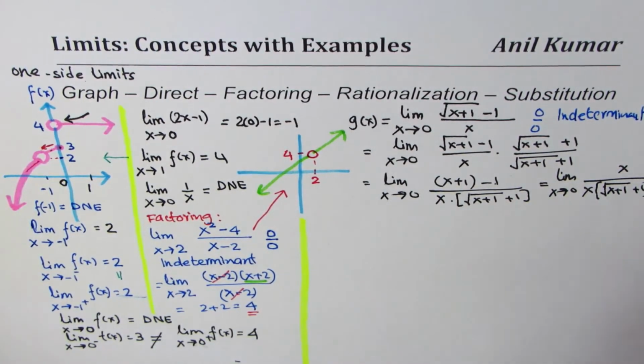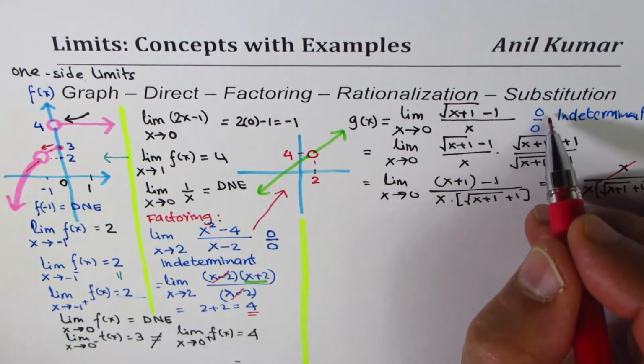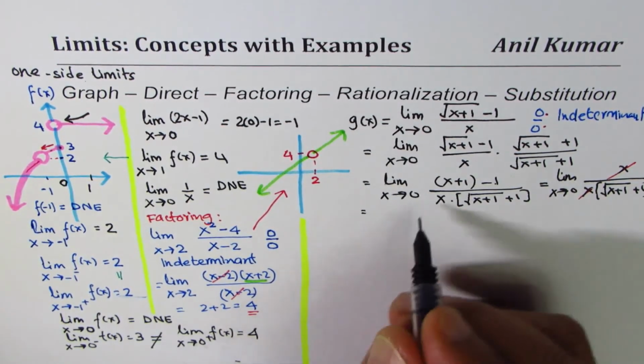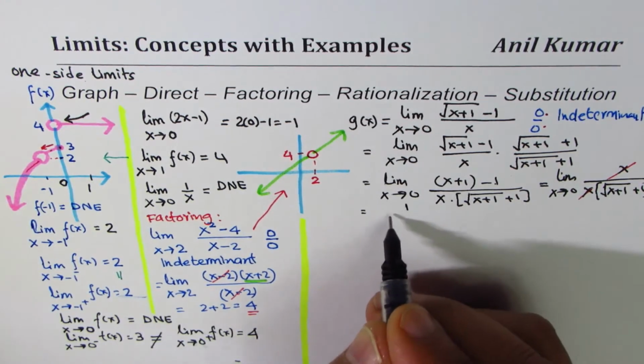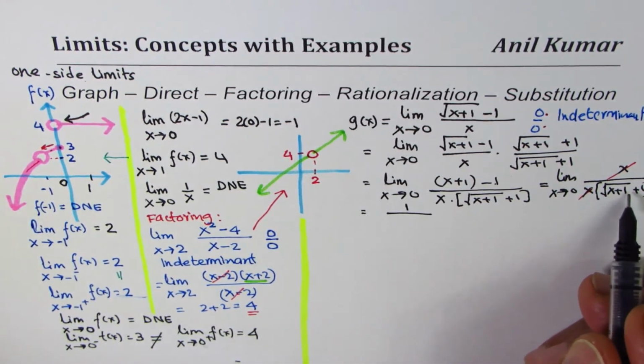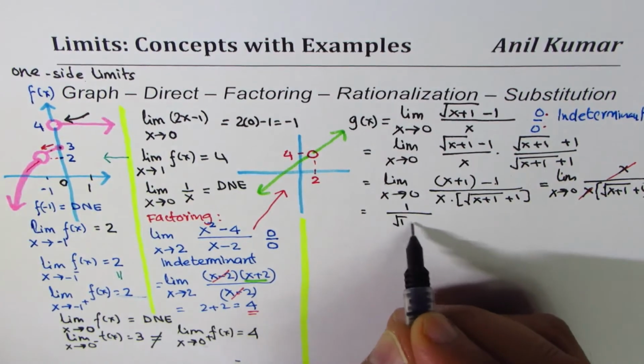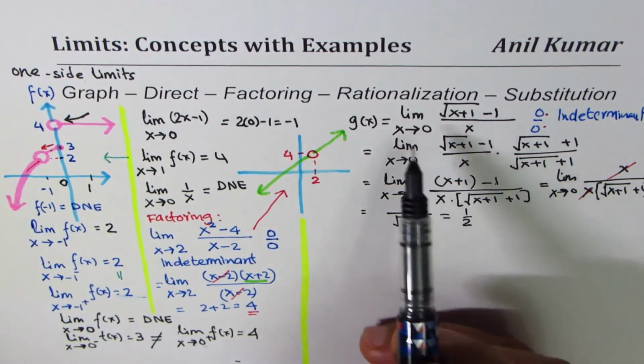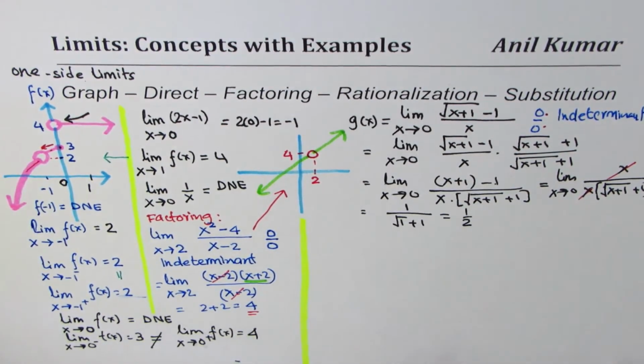Now we can cancel the factor which caused the indeterminate. Do you see that? Once we have done so, we can always substitute 0 and find the answer. So we get 1 over square root 1 plus square root 1 plus 1, which is half. So limit of this function exists at x equals 0, and it is half. And this technique is called rationalization. Correct? So it's a very important technique which we can always use to find the limit of a function, right?